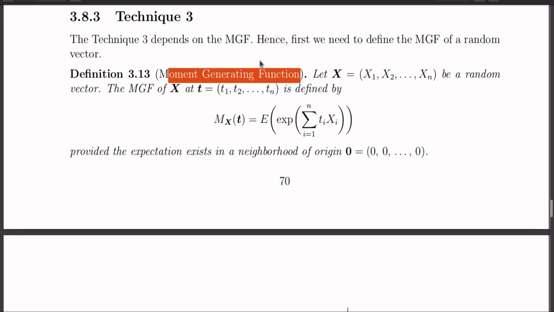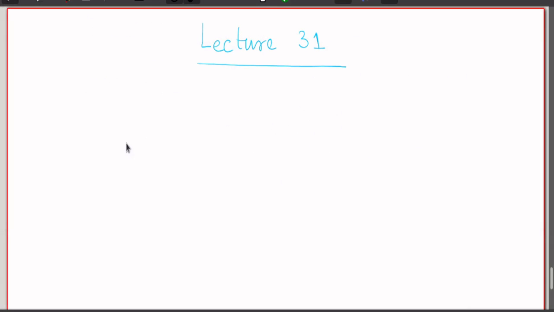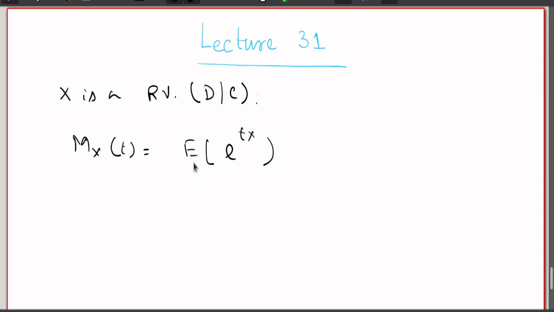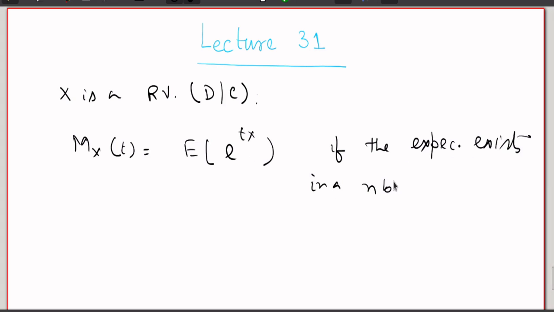So what was the moment generating function for a random variable? The moment generating function of a random variable is defined as follows: if x is a random variable, either discrete or continuous, the moment generating function of x at the point t is the expectation of e to the power tx, and we say that the moment generating function exists if this expectation exists in a neighborhood of the origin.